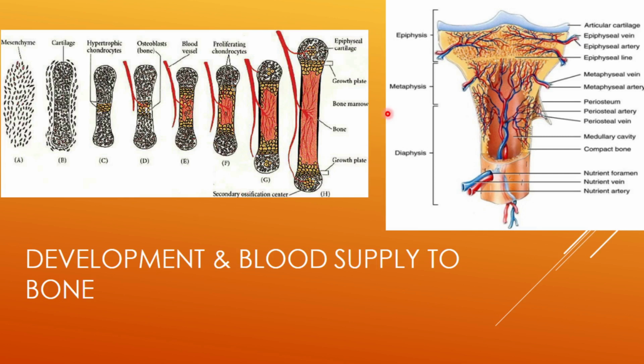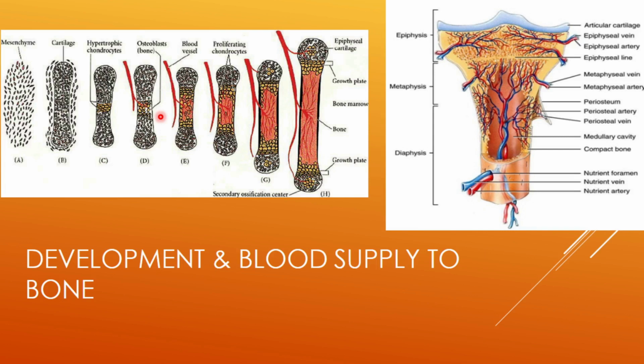It's important to note that bones are extremely vascular organs. So in this first image here, we can see the development of a long bone in this example from its cartilaginous origin or cartilaginous template. So when a long bone acquires a blood supply, as we can see here in image D, it kickstarts a process known as ossification. So this is essentially how a bone develops.